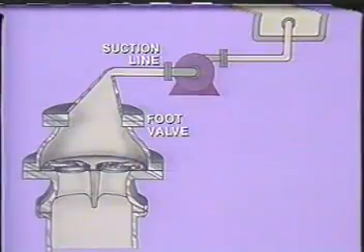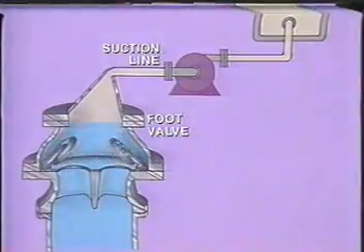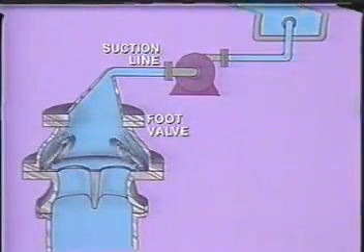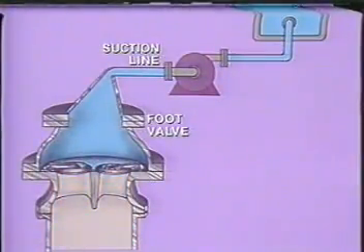Some systems have a foot valve installed at the bottom of the suction line. The foot valve is basically a check valve which opens one way. When the pump is stopped, the foot valve closes to prevent the liquid from flowing back into the tank. If the valve doesn't leak, the pump will always be primed.